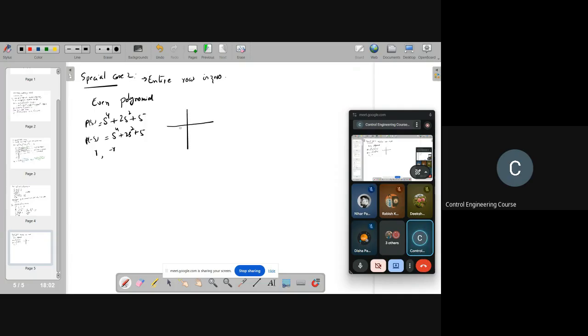Symmetry can be anything. If there is a root here, there is another root here, or if there is a root on the imaginary axis, there is another root exactly opposite on the imaginary axis, or it can be roots like this. This is 1, 2, 3. So these are the ways in which you will have symmetric roots for an even polynomial.